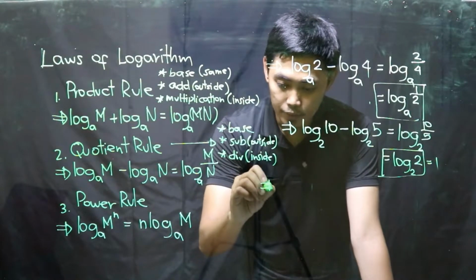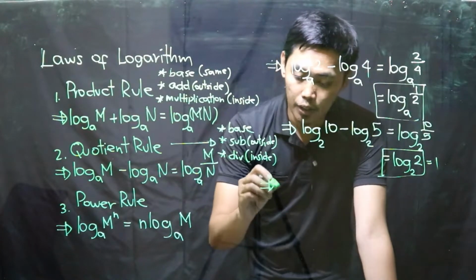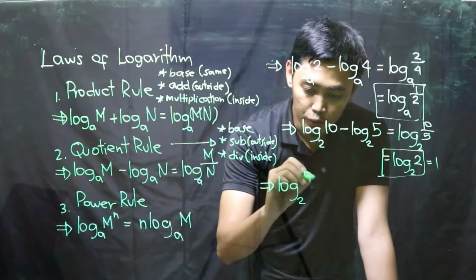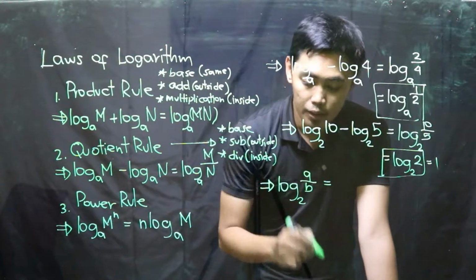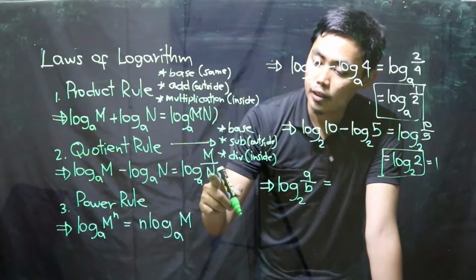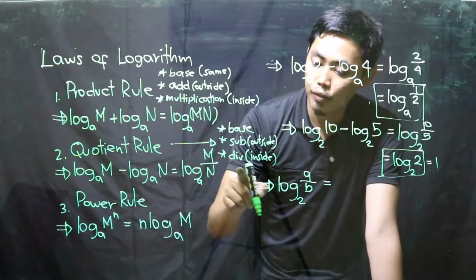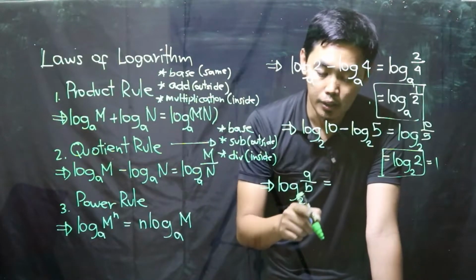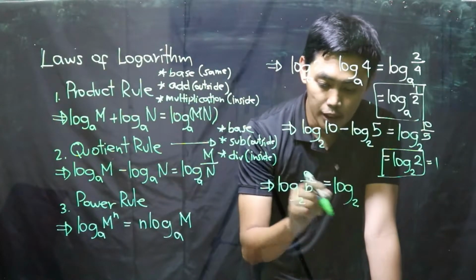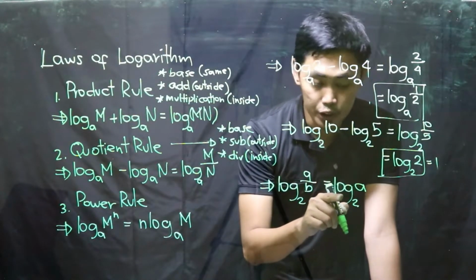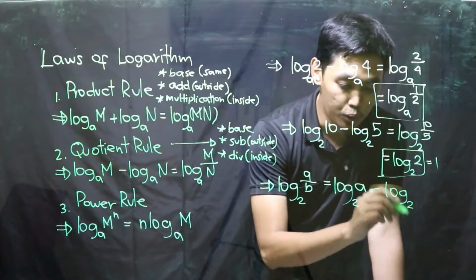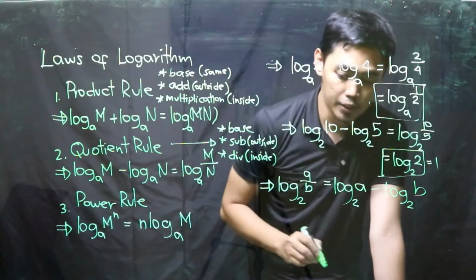Next, how about if I give you this, logarithm of base 2, a over b. I will give you this one, the division. So what you need to do is just copy the base and then write a, that's the first number, minus logarithm, then copy the base 2, then b.